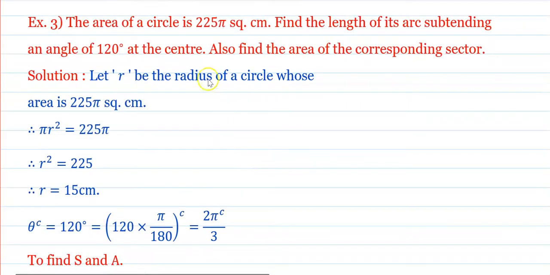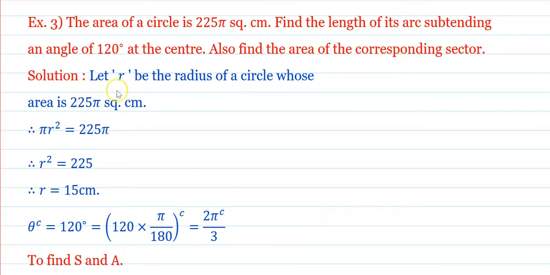Next, the area of a circle is 225 square centimeter. Find the length of its arc subtending an angle of 120 degree at the center. Also find the area of the corresponding sector.